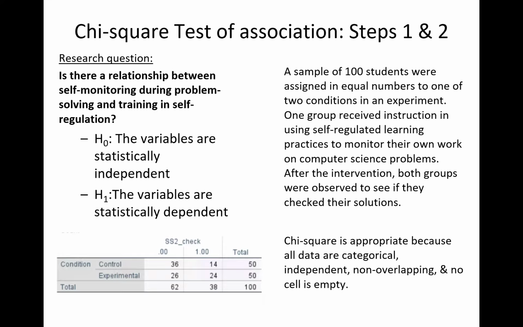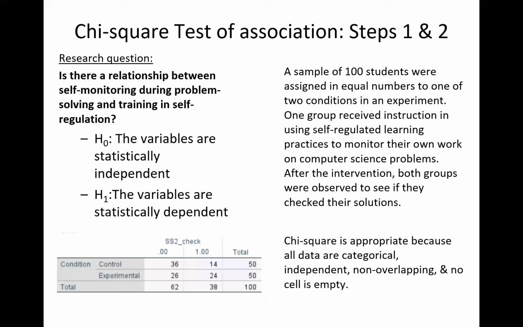Is chi-square appropriate? So we've got our step one, our hypotheses. Step two, is this the right test? The data are categorical. Yes. They're independent and non-overlapping. No one appears twice.